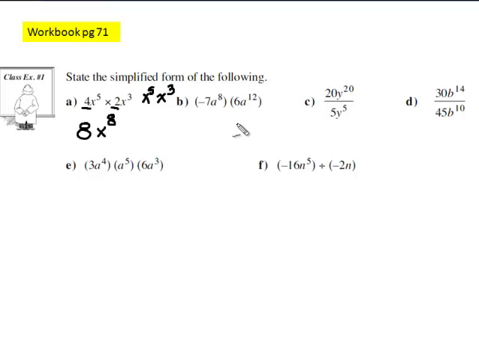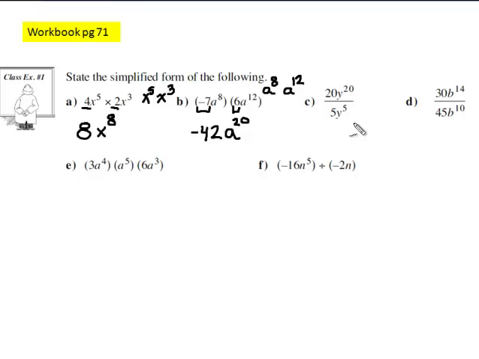Part B is very similar, but written in a different way. They've used brackets around my terms instead of a multiplication sign. I'm still going to do the same thing. I'll take the negative 7, so the negative sign plus the digit behind it, multiplied by any other digits I see. In this case, it's a 6, so negative 42. And then as far as my a's go, I've got an a to the 8th multiplied by a to the 12th. So again, I'll use my power law that says write your base once and add your exponents. So negative 42a to the 20th.